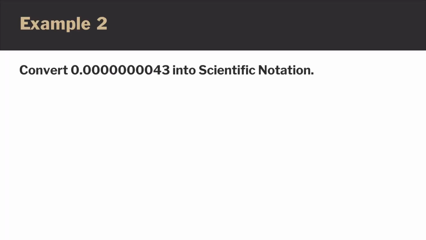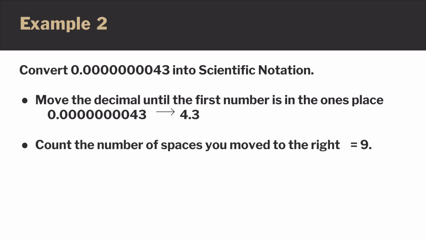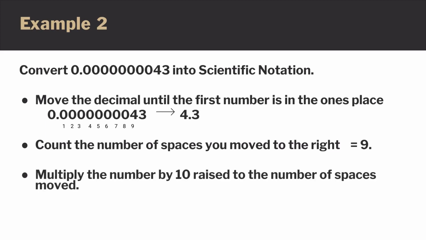Let's do another example. Here we're going to convert 0.0000000043 into scientific notation. Our first step is going to be to move the decimal until the first number is in the ones place. And then let's count. So starting at the decimal place, 1, 2, 3, 4, 5, 6, 7, 8, 9, until we get to 4.3. We moved the decimal 9 places to the right.